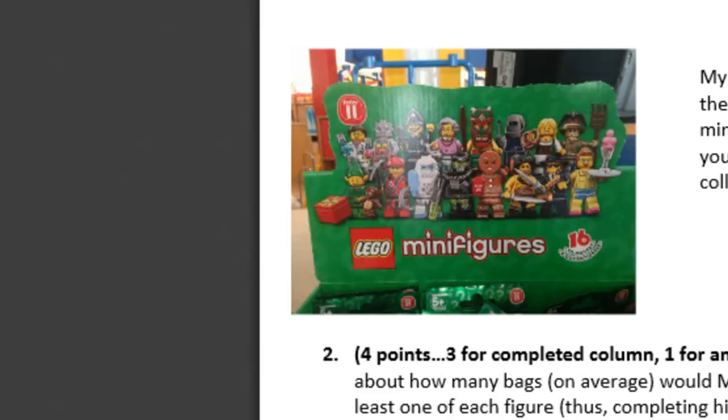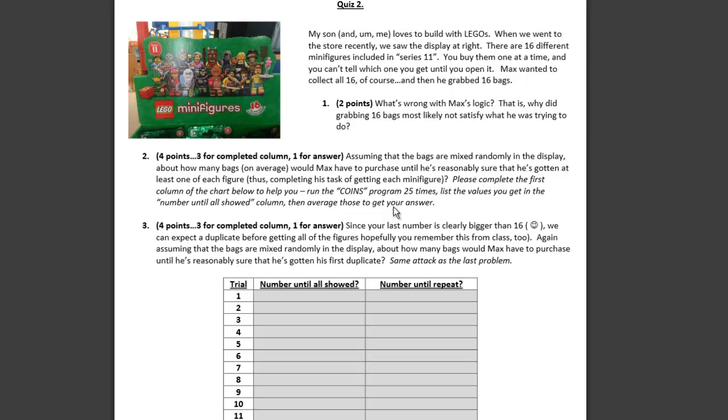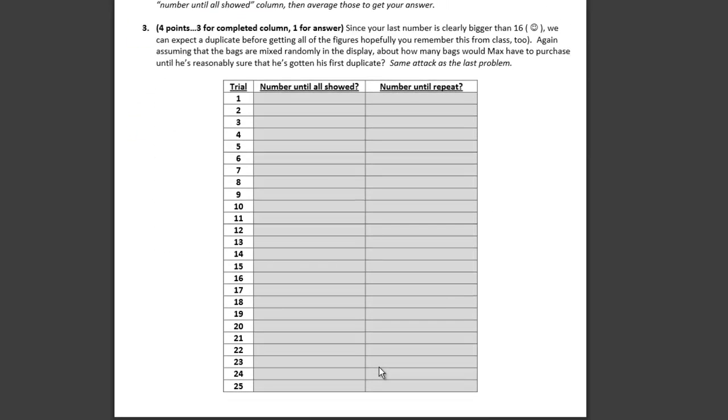So now the question is, how can we calculate more? How many bags would you have to buy until you got them all? And that's what this last part of the quiz was. And there's not much to do here, really. I gave you guys a program that does this for you. So you'd have to fill this chart in with a number until you got them all, and then this chart until you got a repeat, and then you average those 25 values. And that's all you had to do. That's it. I mean, there's not much to do on this quiz.